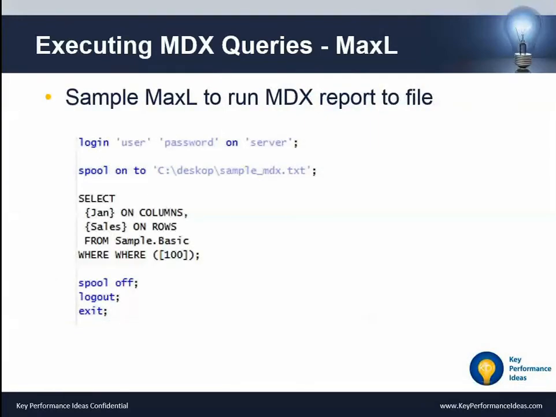Another way to do it is to pass the MDX in a MaxL script. Here is a quick example where you log in as the user with your password on the server. You're going to spool it to a text file most likely so that you can see that output. You drop in the MDX query you want to run, spool off, log out, exit, and then I can go to the C desktop and find a sample_MDX text file which has my output in it. So, two different ways to run it there.